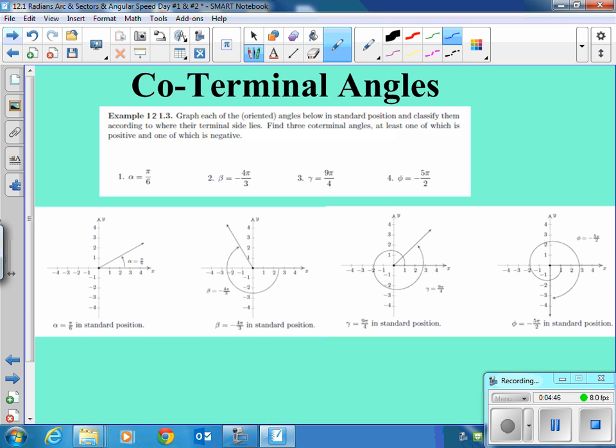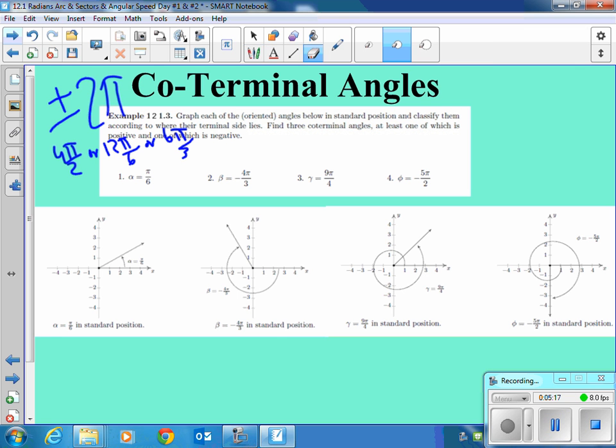The challenge is what if you don't have degrees? Degrees are made up. What about radians? Well, radians are the exact same thing, except instead of adding and subtracting 360, how many radians are in a whole circle? 2 pi. So you're going to have to get common denominators like 4 pi over 2 or 12 pi over 6 or 6 pi over 3. You're going to have to use those fractions to get these equivalent coterminal angles.